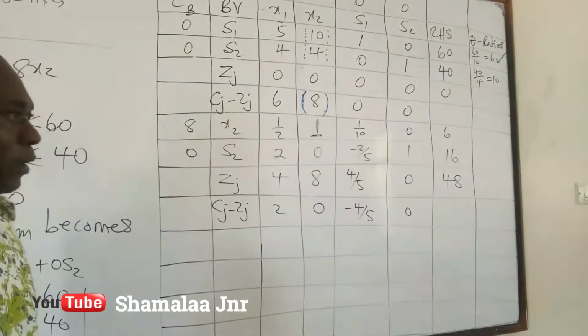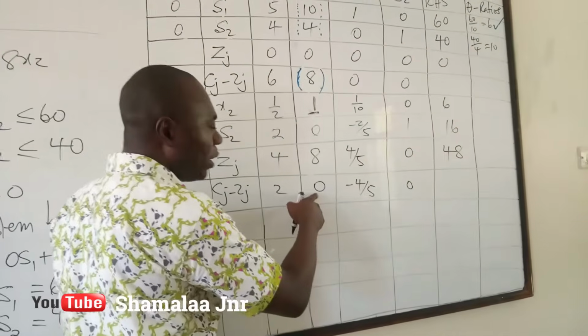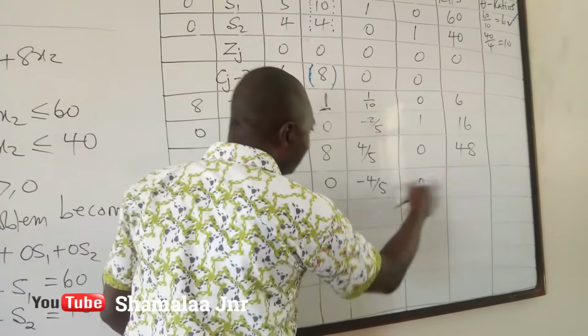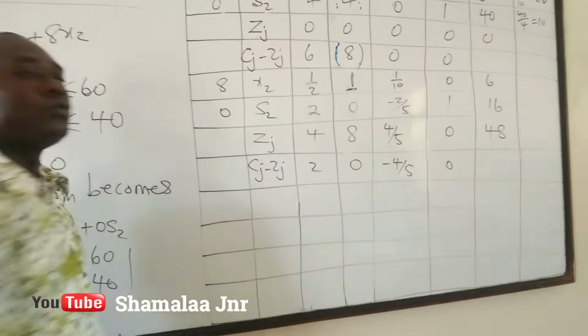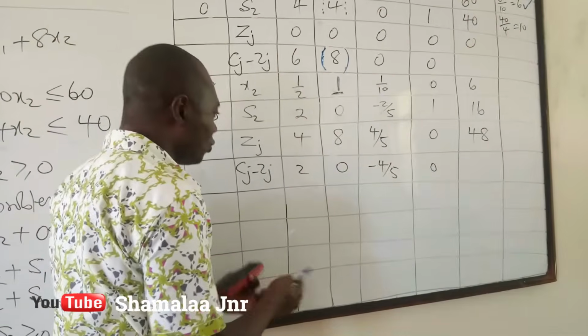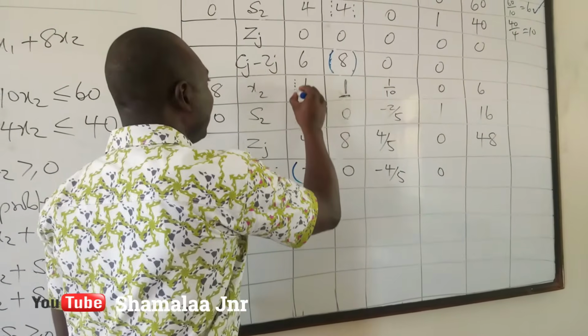Now, can you stop? You cannot stop because of this 2. This is okay, this is 0, this is less than 0, this is also 0. But because of the 2, you cannot stop. If you cannot stop, then you bracket this 2 and go up here and bracket the numbers here.